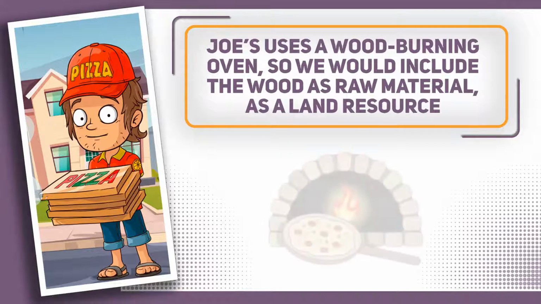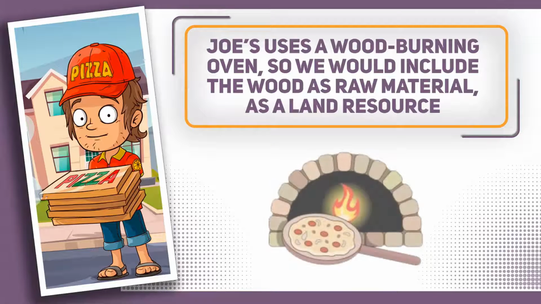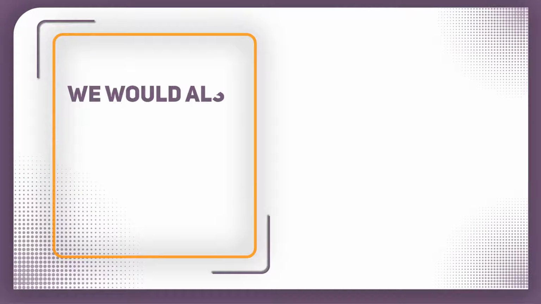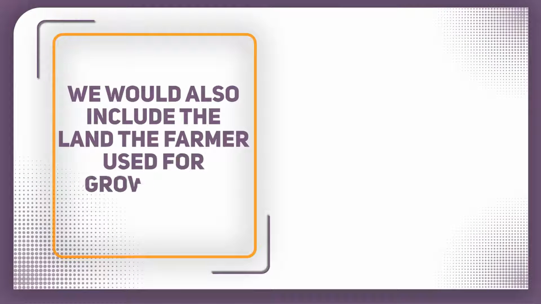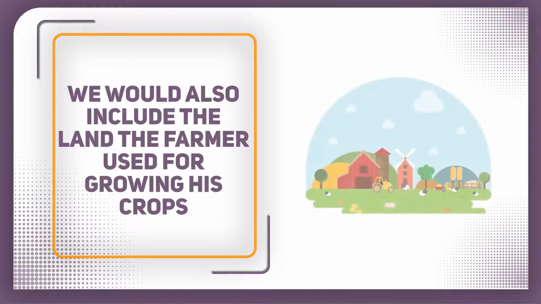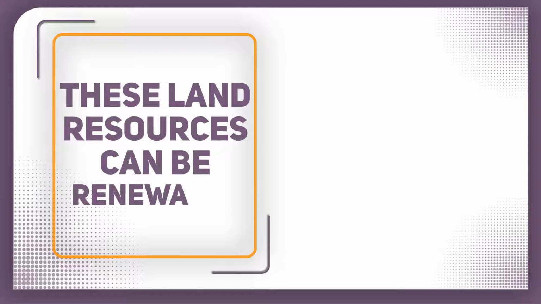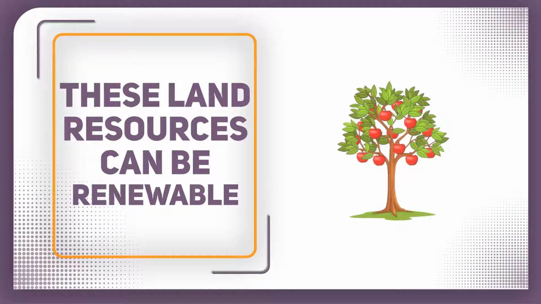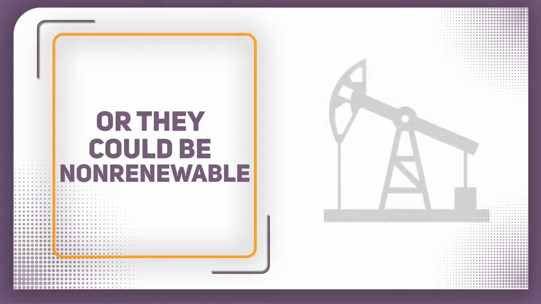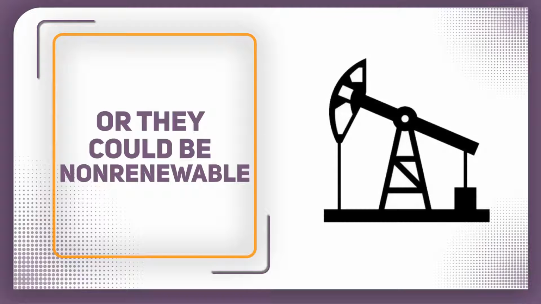a land resource. If instead of pizza, we were looking at an agricultural product, like for example cotton farming, we would also include the land the farmer used for growing his crops and any raw materials they used to harvest these crops. These land resources can be renewable, meaning once we've used them, we can use them again, such as forests. Even after we've chopped down trees, we can still use the land to grow more. Or they could be non-renewable, such as oil or natural gas. Once it's gone, it's gone.